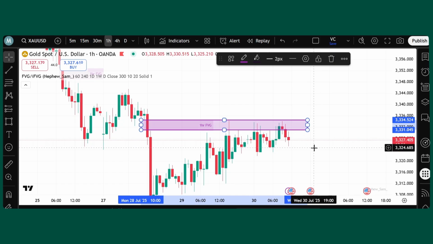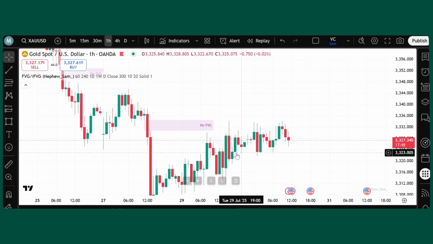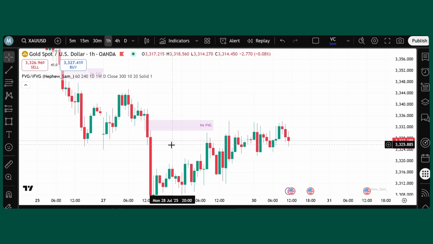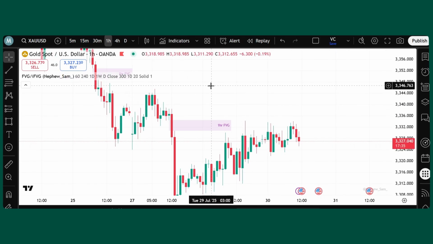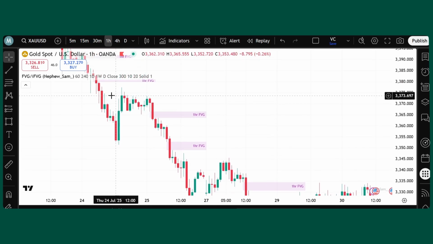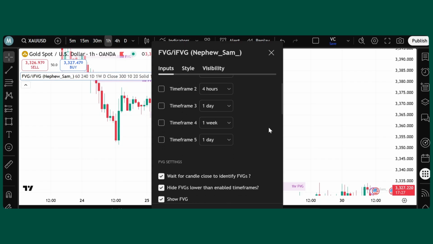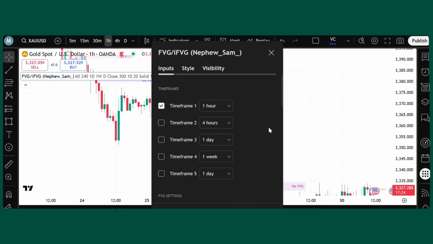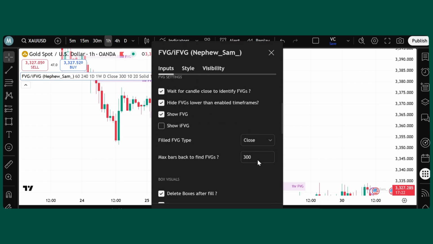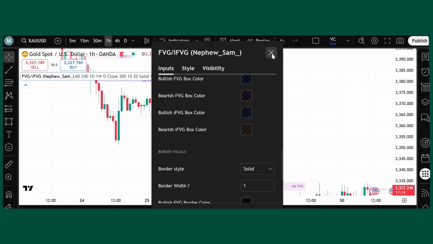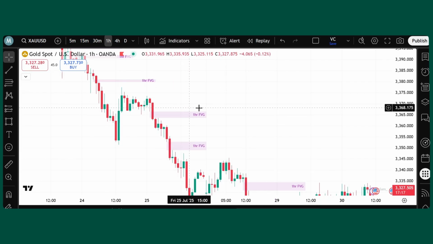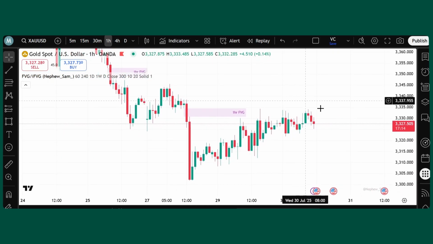So rather than spotting out fair value gaps by yourself all the time, which can get time consuming, with this indicator, all you need to do is add it, and whenever you look at the charts, it maps it out for you by itself. And you can go to the settings and customize it. If you want it to show on any time frame, you can go through the settings here. It's pretty easy, simple to use, and it's been so helpful in my trading journey.